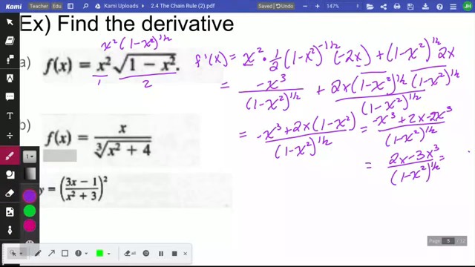Factor an x, not 2. x parentheses 2 minus 3x squared. You could do that on the top and keep the bottom the same. Okay.